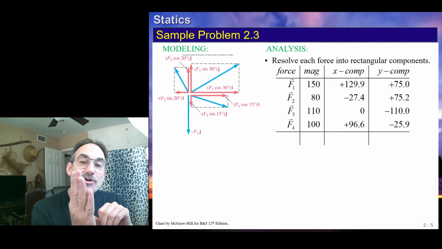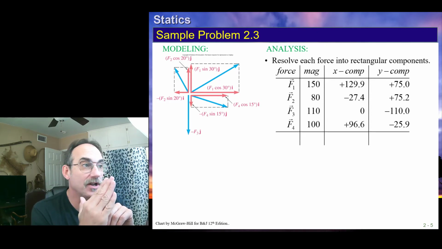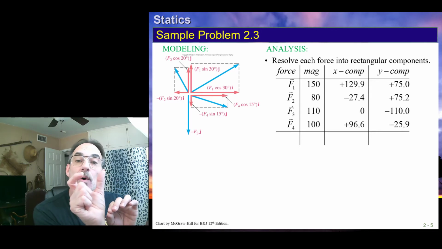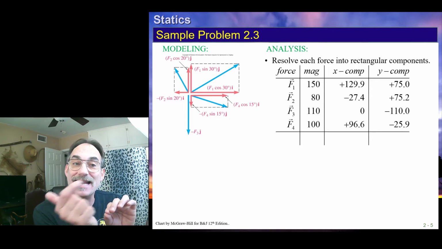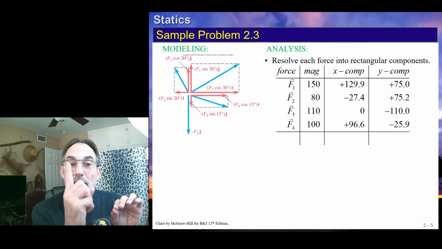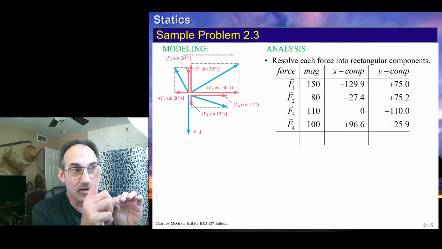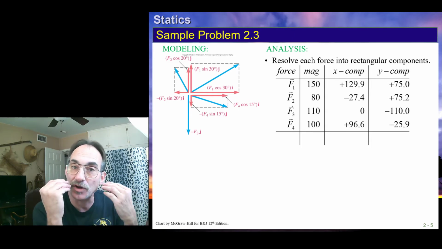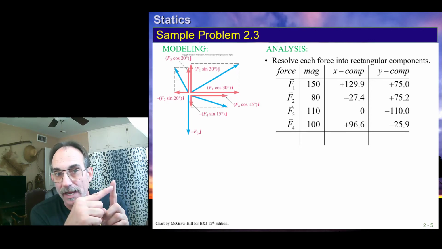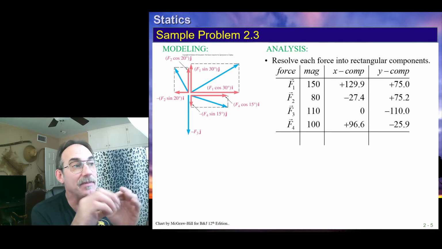Or you can use that 20-degree angle with the vertical and recognize that the sine of that angle is going to be the horizontal component, and it's in the negative direction. And the cosine of that is going to be your positive vertical component. That's a more intuitive way. The other one is more a plug and chug way. So we need to keep track of that and carefully use it.